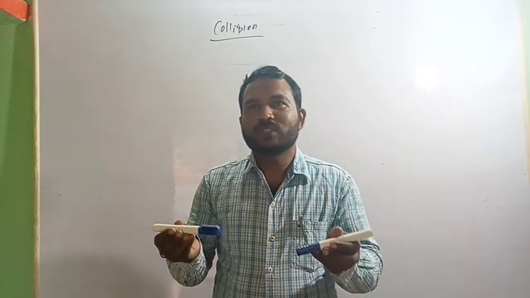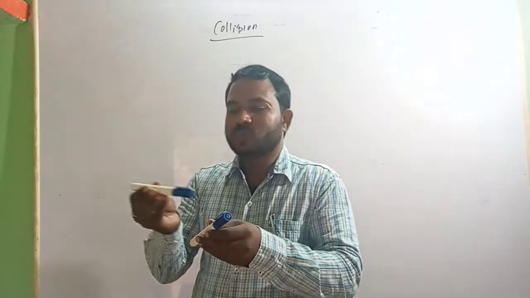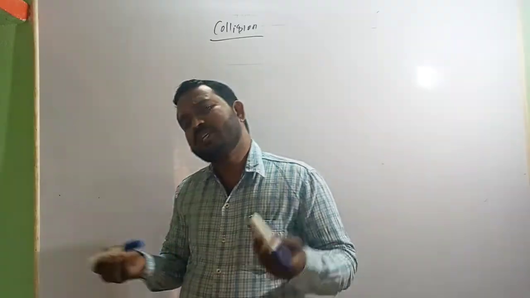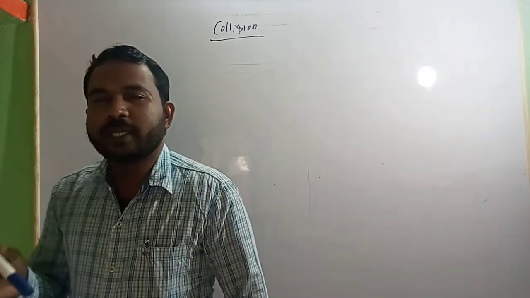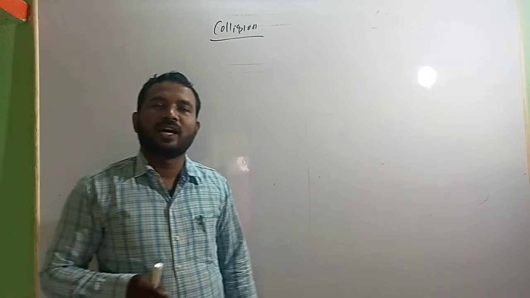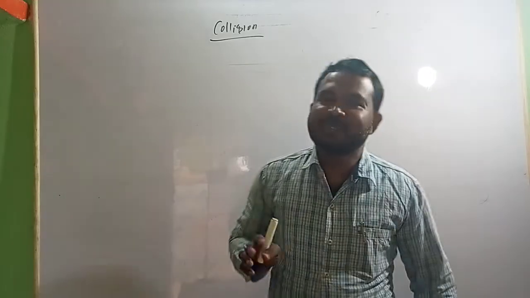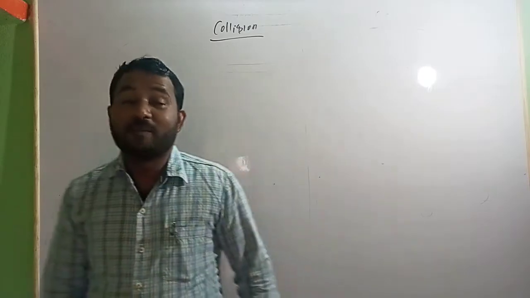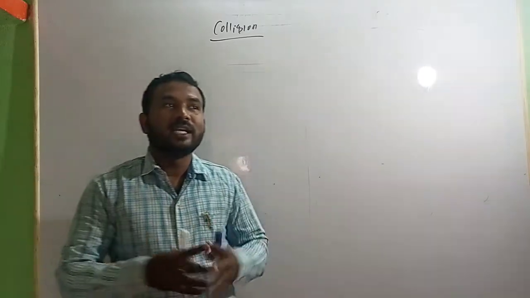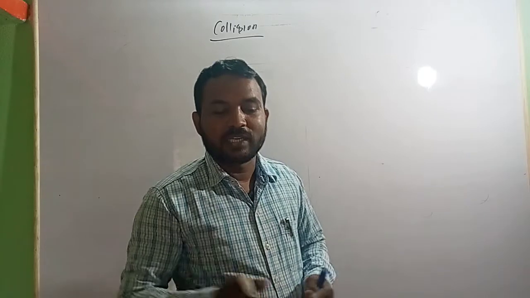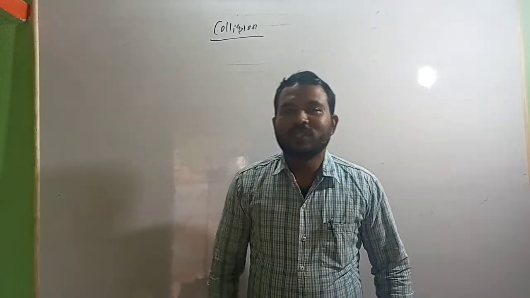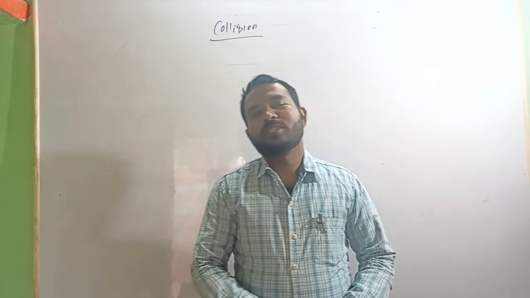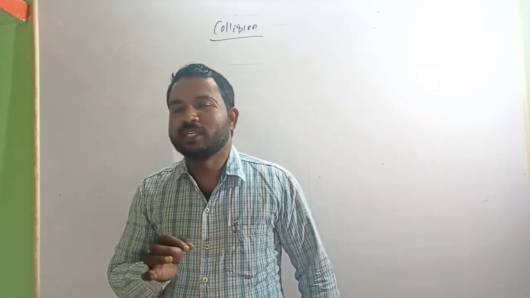Okay, and suppose one is colliding with another at some angle, that may also be. It means there are many types of collisions. Basically today we will discuss three types of collision: elastic collisions, inelastic collisions and perfectly inelastic collisions. So these are the three collisions. One by one we will discuss, but first we have to know what a collision is.